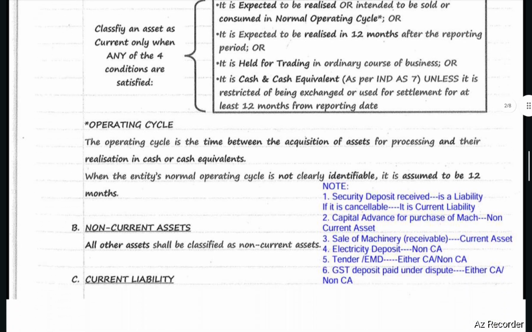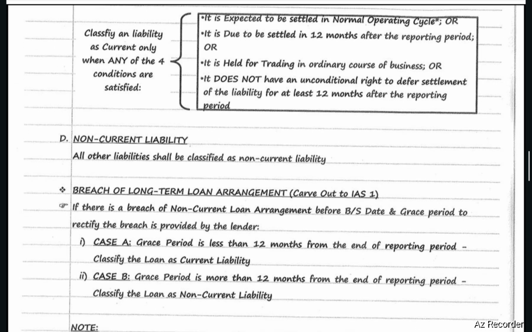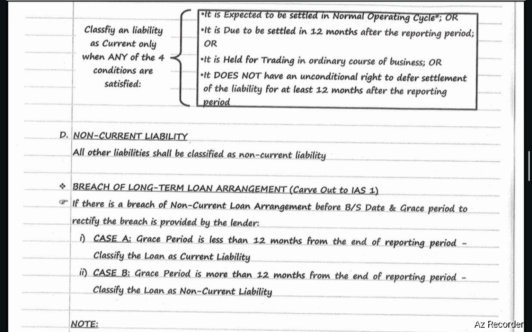Next, what is a current liability? A liability will be classified as current liability if it satisfies any of the four conditions. First one, it is expected to be settled in normal operating cycle, or it is due to be settled in 12 months after the reporting period, or it is held for trading in ordinary course of business, or it does not have any unconditional right to defer settlement of liability for at least 12 months after the reporting period. If any of the four conditions are satisfied, it will be considered as a current liability. If no condition is satisfied, it will be considered as non-current liability.